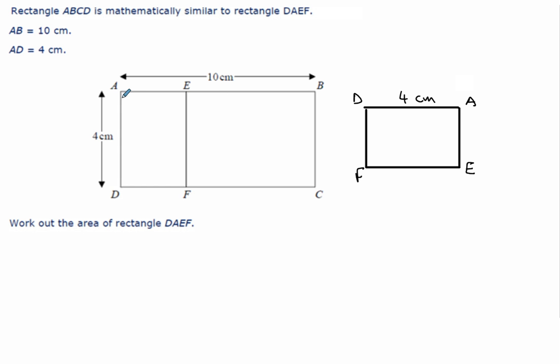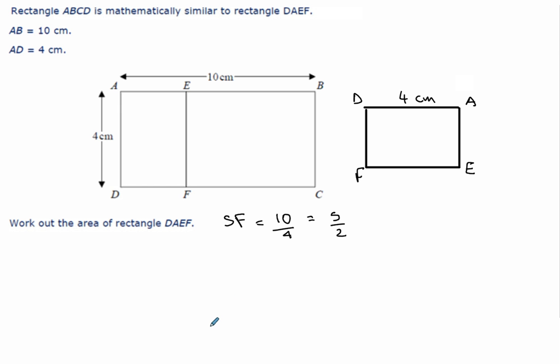Yeah? So again, we've got common sides. So your scale factor, I promise you it's not going to be 1.5, is 10 divided by 4, which is 5 over 2. Okay? Again, I'll just leave it in improper fraction form. Yeah? Work out the area of rectangle DAEF.